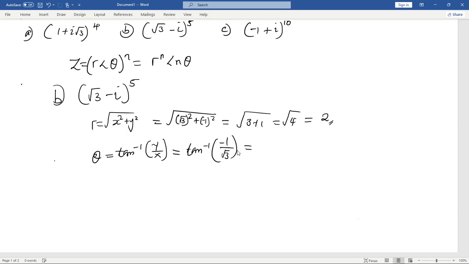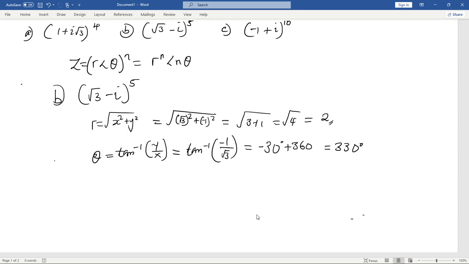So let me just punch this on the calculator. Okay, this is giving me negative 30 degrees. What this negative simply means is that this angle falls in the 4th quadrant. So if it falls in the 4th quadrant, we can simply add 360 degrees, and you're simply going to get 330 degrees.